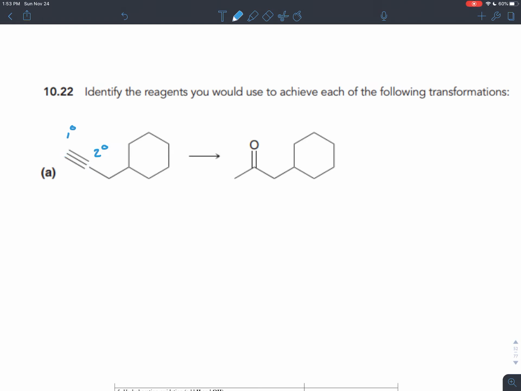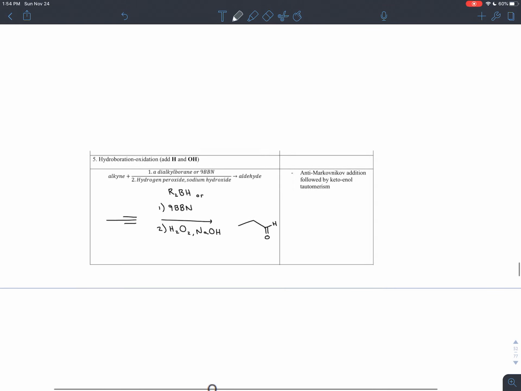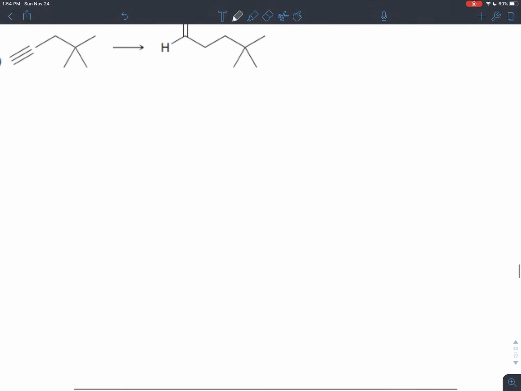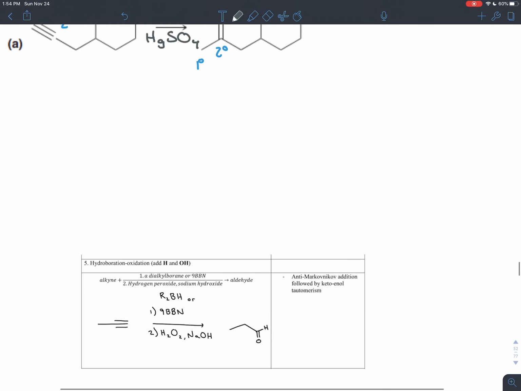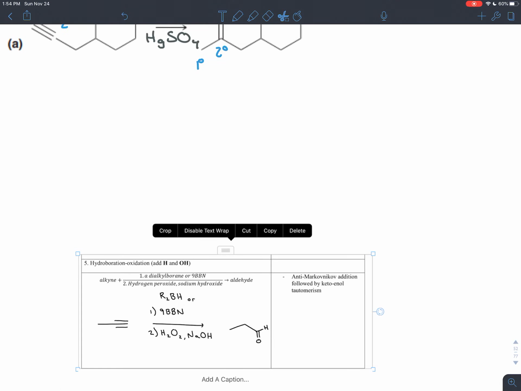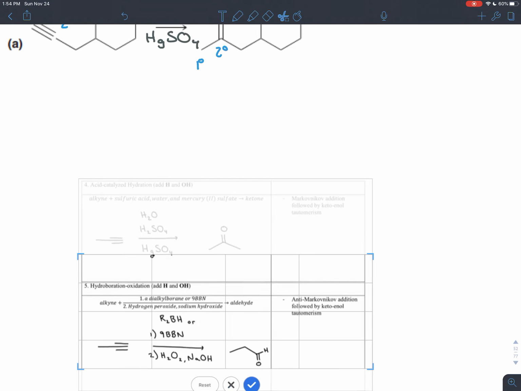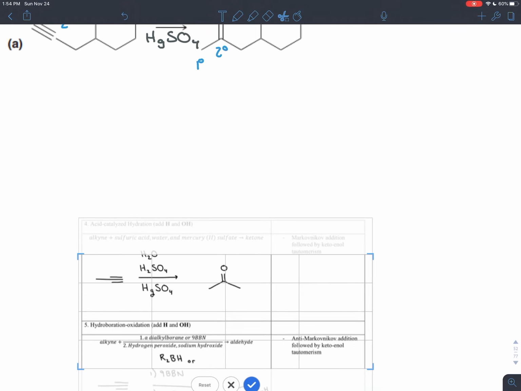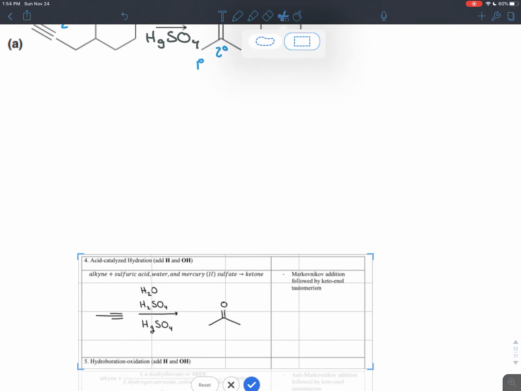The oxygen, so this was primary, this is secondary, the oxygen went to the more substituted one. That's Markovnikov addition. And so how can you put an oxygen onto a triple bond in a Markovnikov way? That's acid-catalyzed hydration. Water, H2SO4, and mercuric sulfate. And that is really just a matter of remembering the reaction from earlier. Acid-catalyzed hydration is this here.